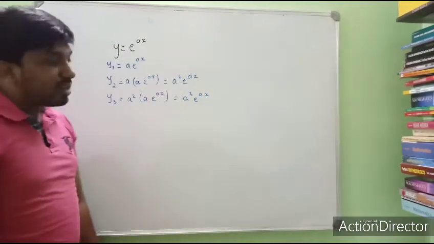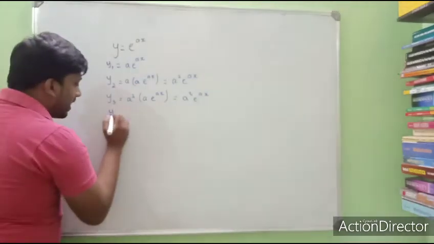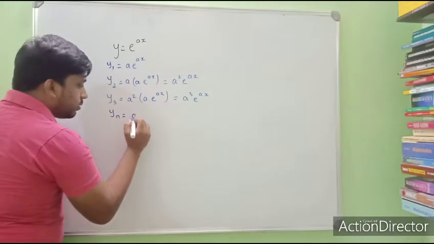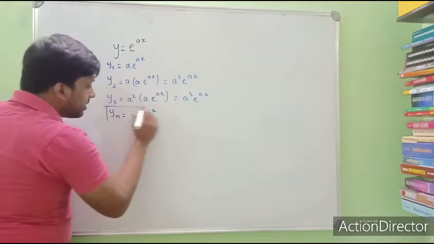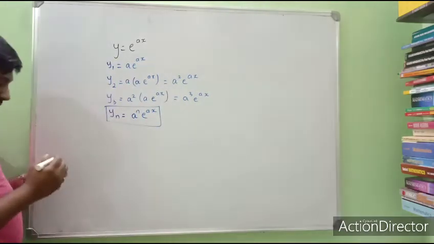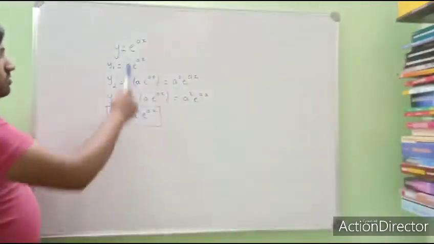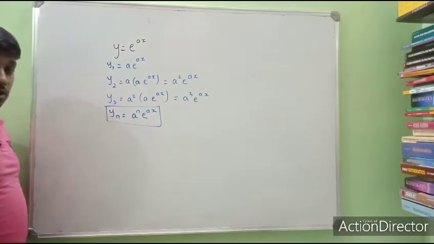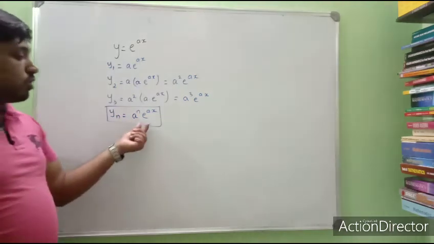Then, how can we generalize this? Yes, we can generalize this as yn is nothing but a to the power of n into e to the power of ax. So this is the nth derivative of the function of the form y is equal to e to the power of ax. We have generalized this function. yn is equal to a to the power of n into e to the power of ax.